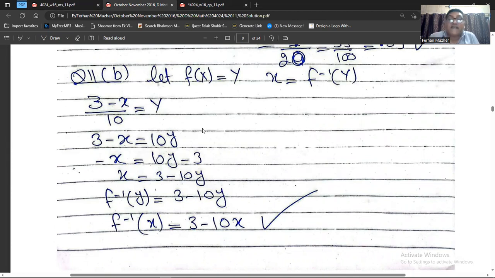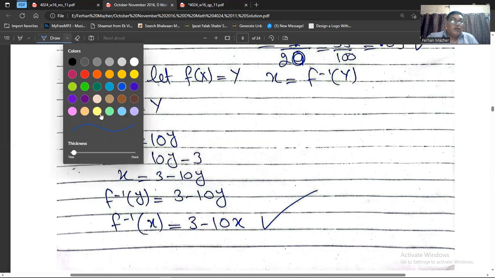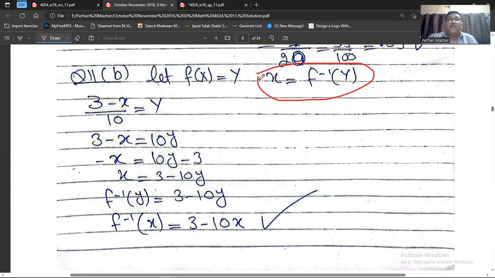So you will have 3 minus x equals 10y. So minus x will be equal to 10y minus 3. So x will be equal to, multiply both sides by the negative number minus 1, so you will have x is equal to 3 minus 10y. So in the place of x, I will write this. You can see here f inverse of y is equal to 3 minus 10y.